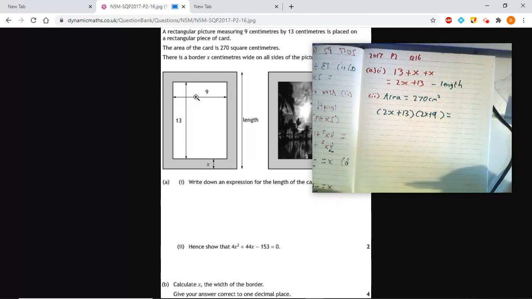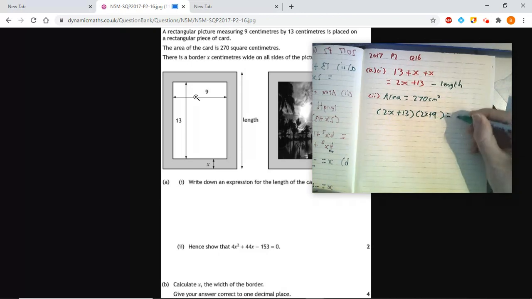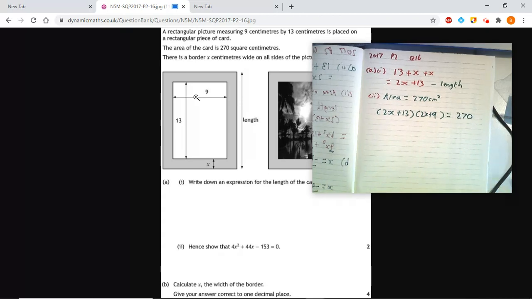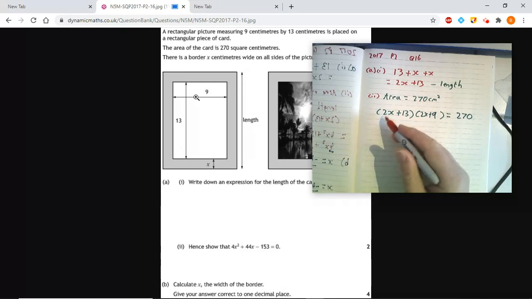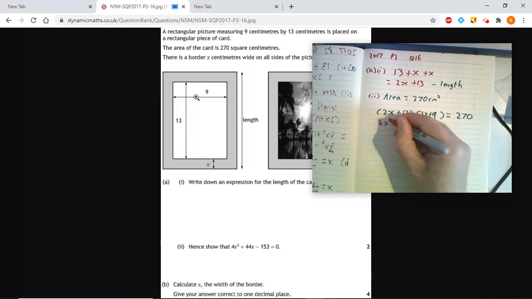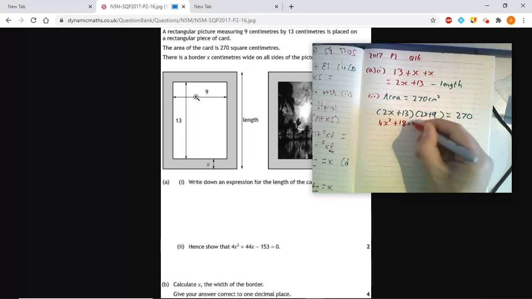And I'm forming an equation here. I'm saying this times this is the area. So I could write the word area here, but actually we know what the area is. We know the area is 270. So we formed an equation. We can work this out. Again, you're well versed in expanding brackets, so you guys will know how to expand this. I'll do this quite quickly. I would say 2x times 2x is 4x squared. 2x times 9 would be 18x.